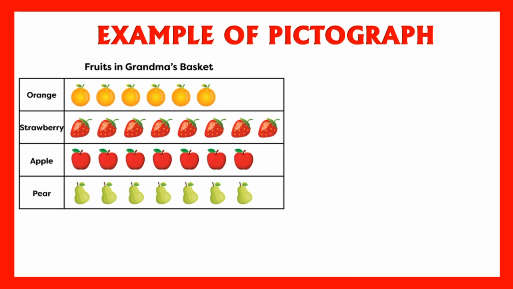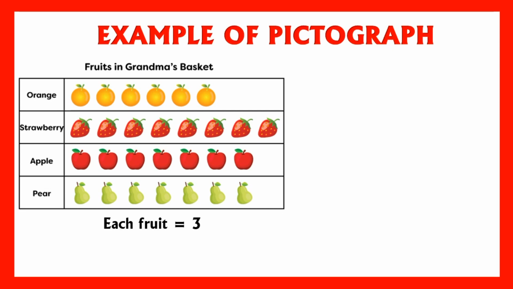So here is an example of a pictograph. It shows fruits in grandma's basket. The fruits are orange, strawberry, apple and pear, right? It has different types of fruits in grandma's basket and it says each fruit is equal to 3. So that means one orange is equal to 3.